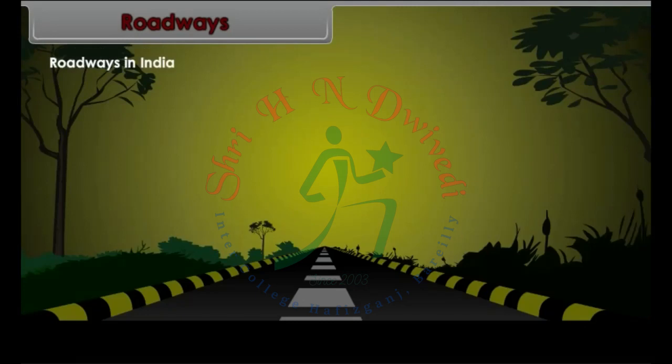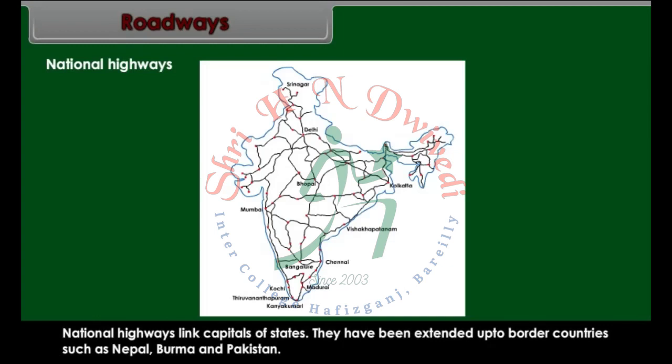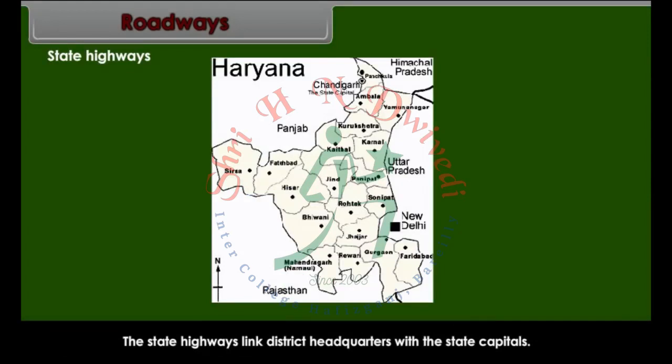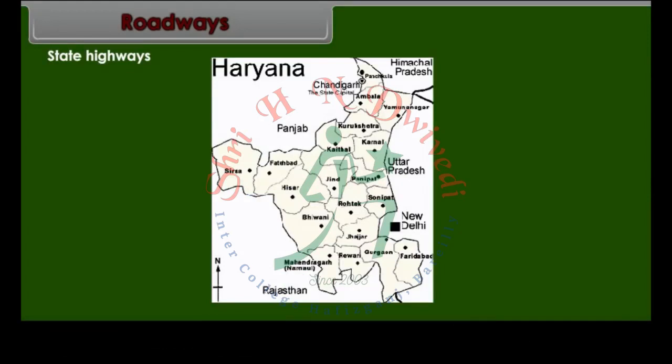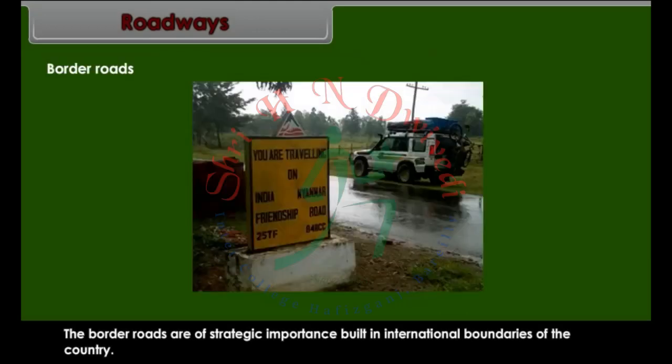Roadways in India. India has three chief categories of roads: national highways, state highways, and border roads. National highways link capitals of states. They have been extended up to border countries such as Nepal, Burma, and Pakistan. The state highways link district headquarters with the state capitals. The district road links important places and villages with district headquarters. The border roads are of strategic importance, built in international boundaries of the country.